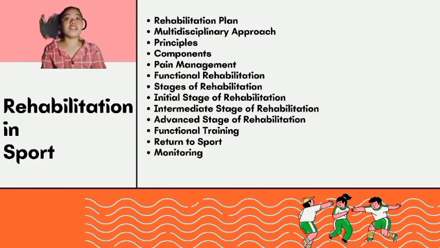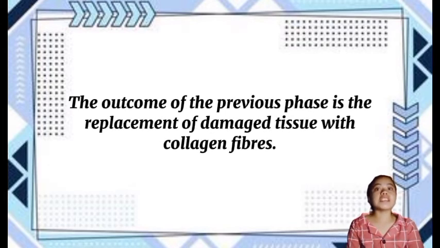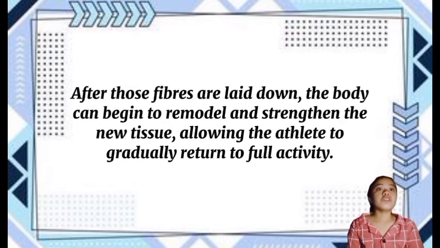The next one is the advanced stage of rehabilitation. This phase begins at around 21 days and can continue for 6 to 12 months. The outcome of the previous phase is the replacement of damaged tissues with collagen fibers. After those fibers are laid down, the body can begin to remodel and strengthen the new tissue, allowing the athlete to gradually return to full activity.